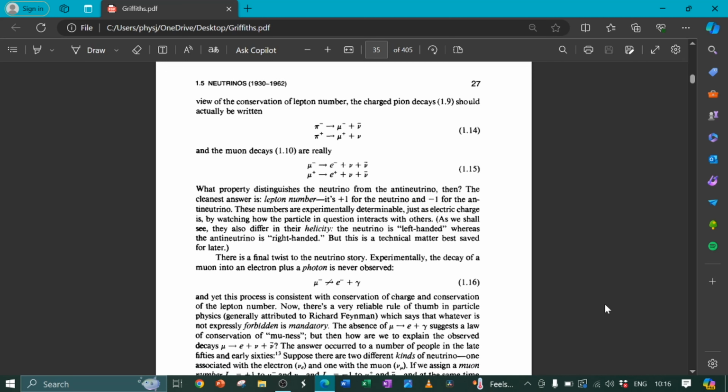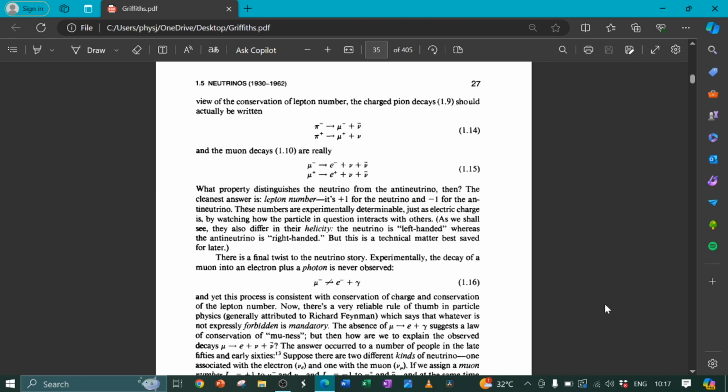What property distinguishes the neutrino from the antineutrino then? The cleanest answer is lepton number. It's plus 1 for the neutrino and minus 1 for the antineutrino. These numbers are experimentally determinable, just as electric charge is, by watching how the particle in question interacts with others. As we shall see, they also differ in their helicity. The neutrino is left-handed, whereas the antineutrino is right-handed. But this is a technical matter best saved for later.